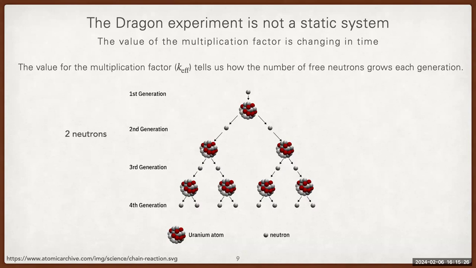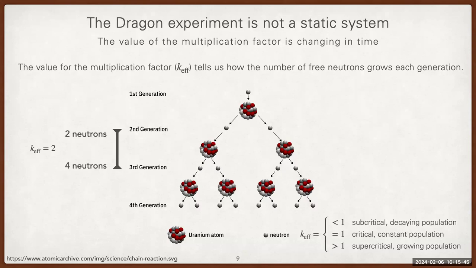From these two neutrons, those go hit these uranium nuclei, and we get four here. So for this system, this K factor, this multiplication factor, is two. It's going up by two every generation. Okay, if this number K for our system is equal to one, that means I'm putting one neutron in, and every time I get one neutron out. So the system is not growing in size. I have a constant population of neutrons in my system.